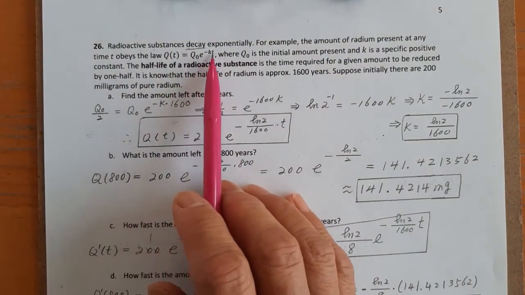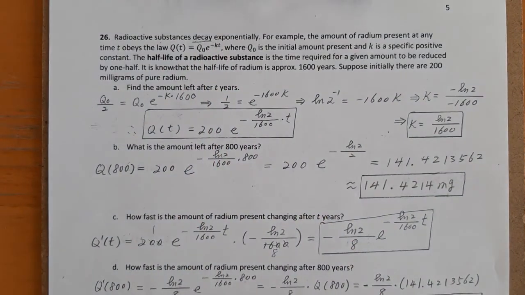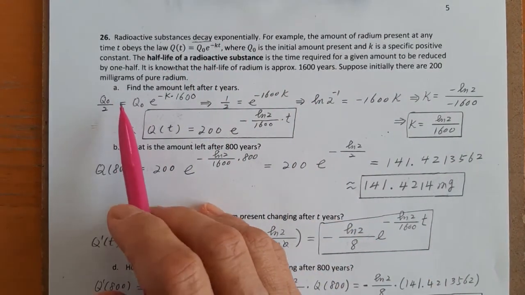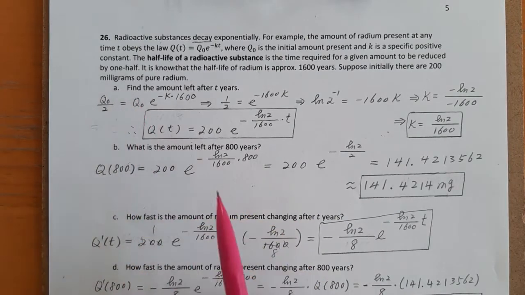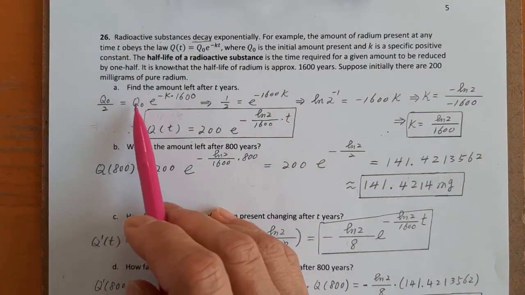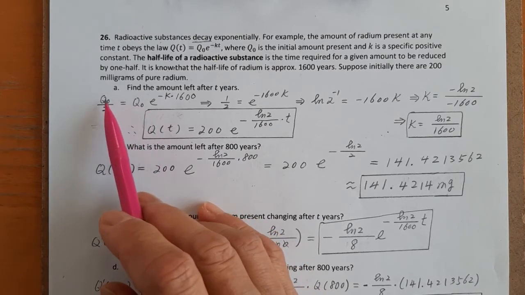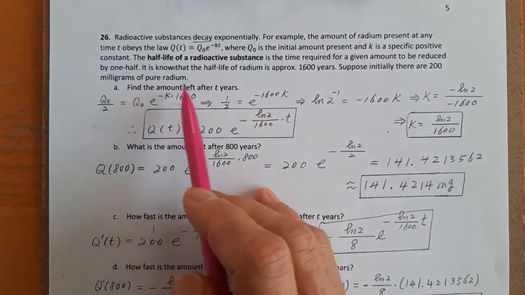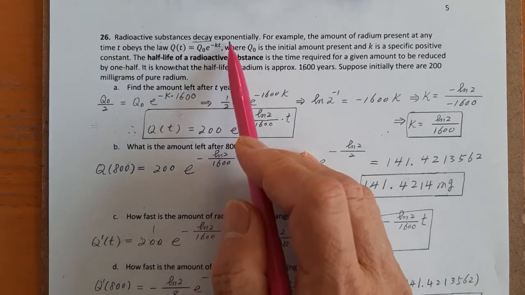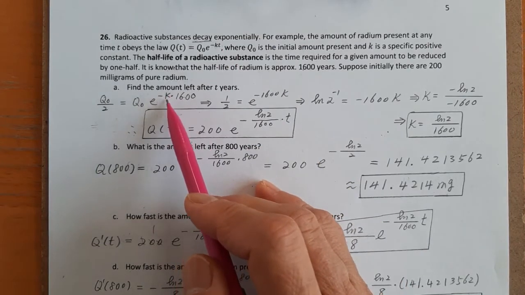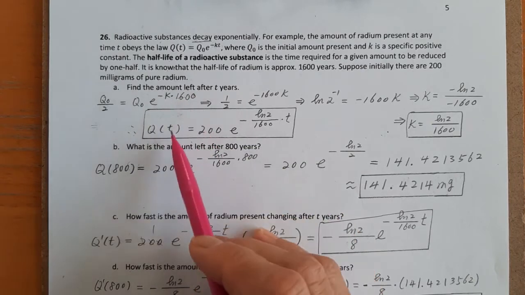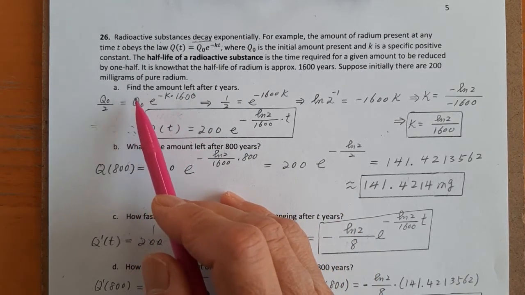So first of all, you have to figure out this k. How to figure out this k? After the half-life, that means the initial is Q0, and after the half-life it becomes half of it. So after 1,600 years, t equals 1,600, plug in t, and Q0 times e to the power of negative k times t. Initial Q0, after 1,600 years, becomes half of the amount.